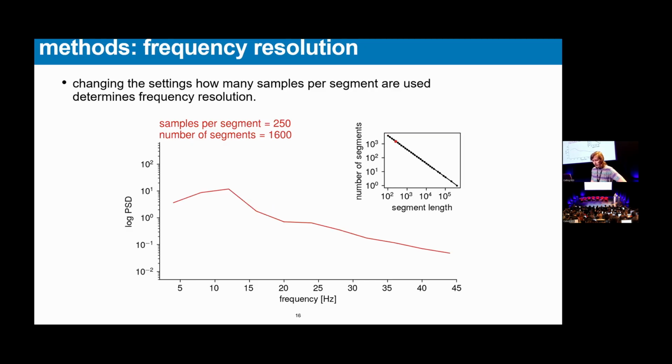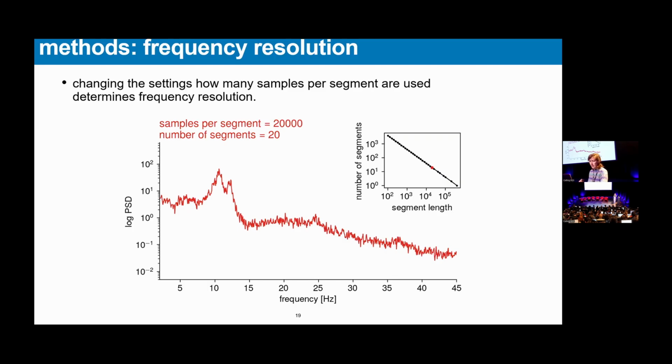Right, so one way would be to increase my frequency resolution by making the segments longer. So here I have more samples per segment, so I can also get an estimate of the lower frequencies. And as I increase the number of samples per segment, I can estimate more and more frequencies.